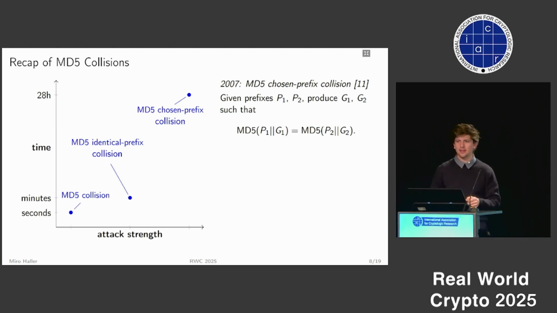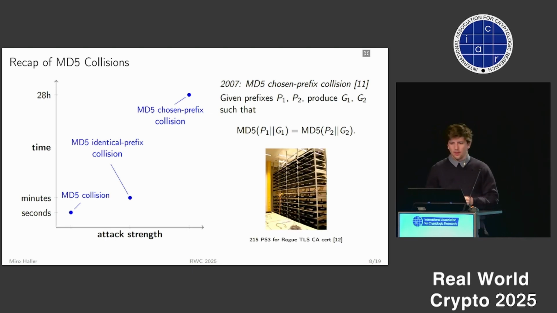The strongest type of attack is called the chosen prefix collision attack, where the adversary gets to specify two different prefixes, P1 and P2, and then can compute with the attack gibberish strings G1 and G2, such that the MD5 hash of P1 concatenated with G1 is the same as the MD5 hash of P2 concatenated with G2. And this was used in 2009 to create a rogue TLS certificate on a farm of 215 PS3 machines, and it took 28 hours. So this is clearly more expensive.